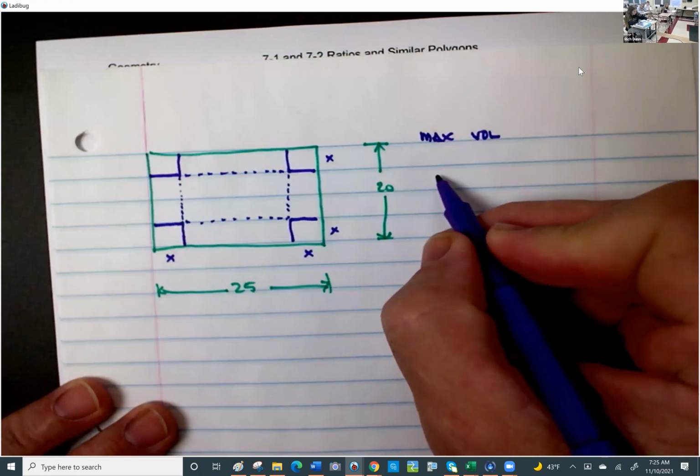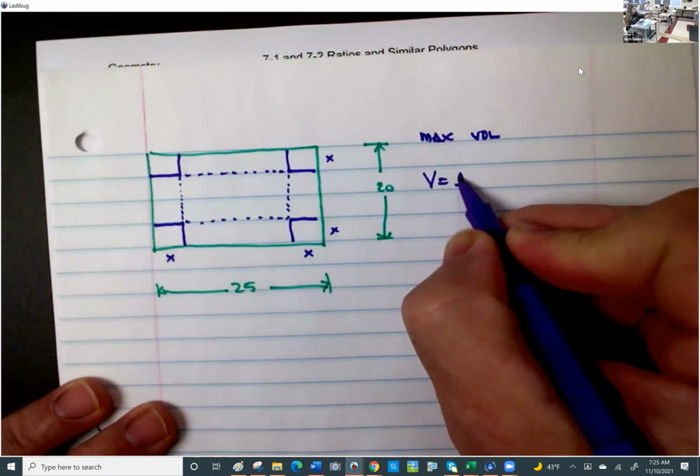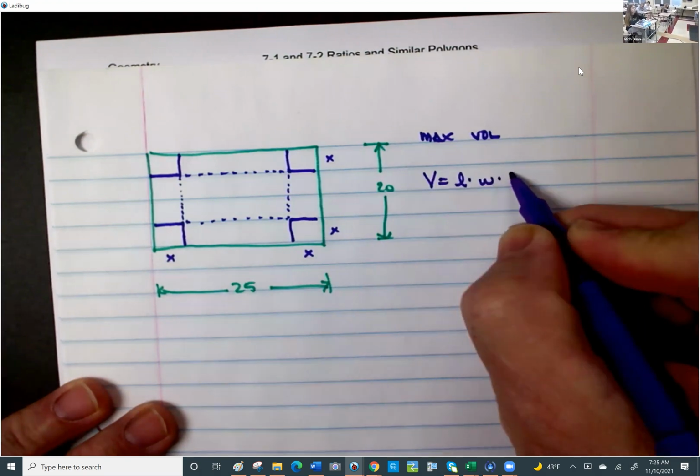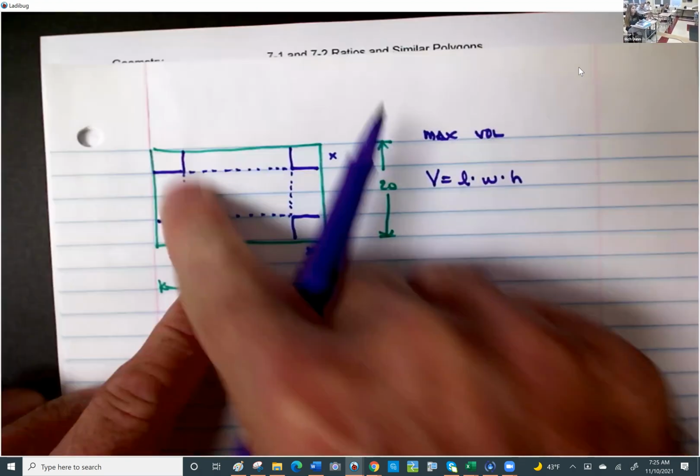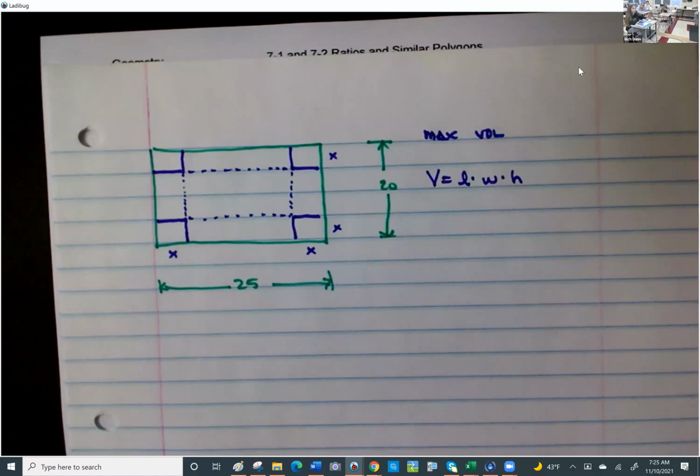Well, let's just keep it simple. Length times width times height, and that's of this box. Now we've got one dependent variable. We got three independent variables here. Okay, so we've got to eliminate. How are we going to eliminate the L, W, and H so there's just one variable?